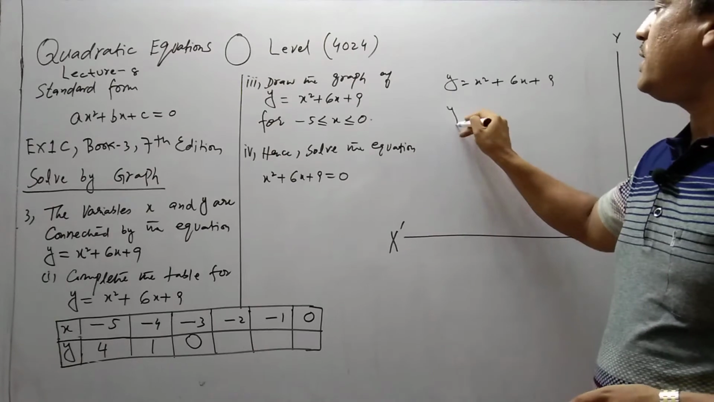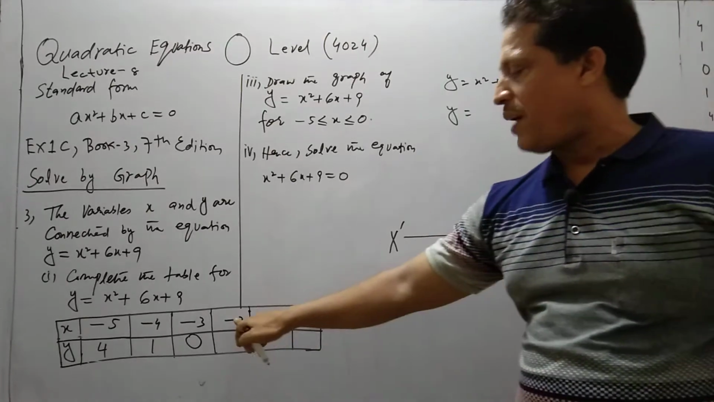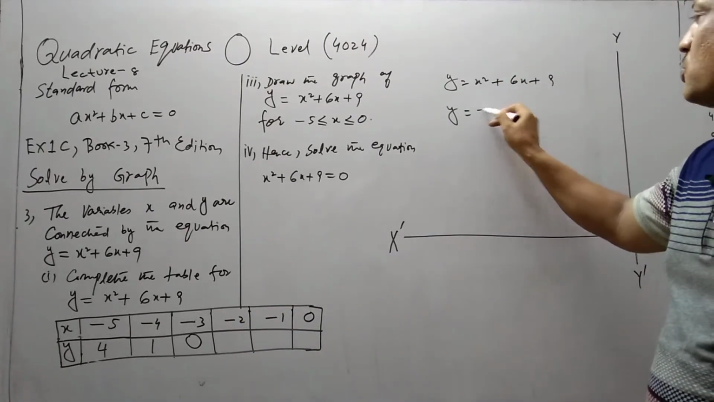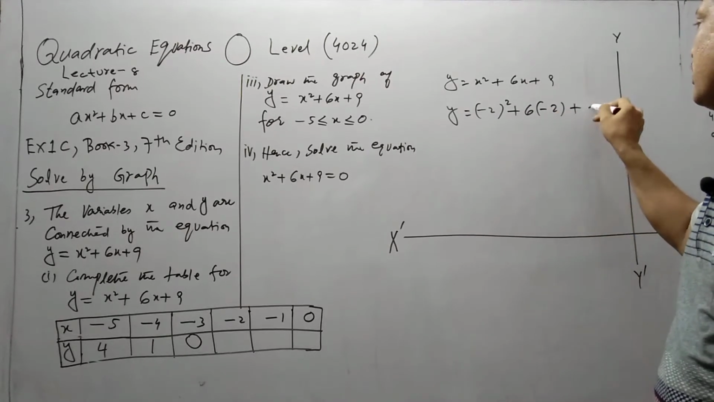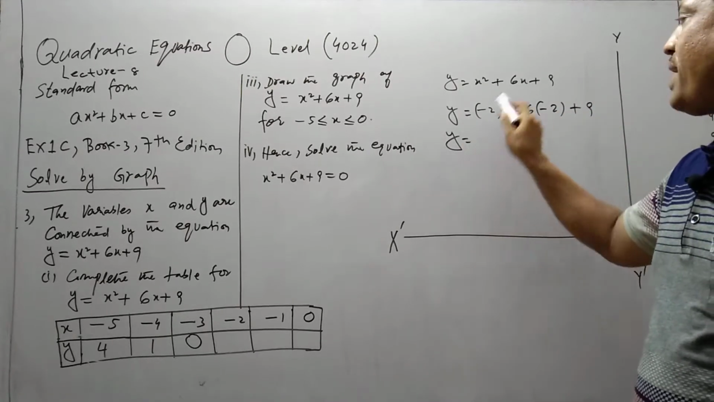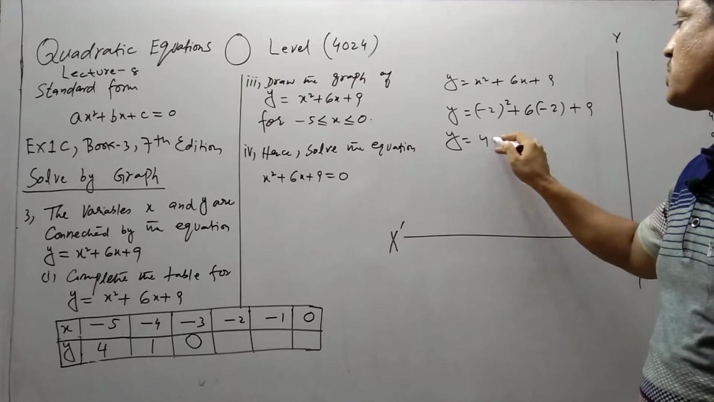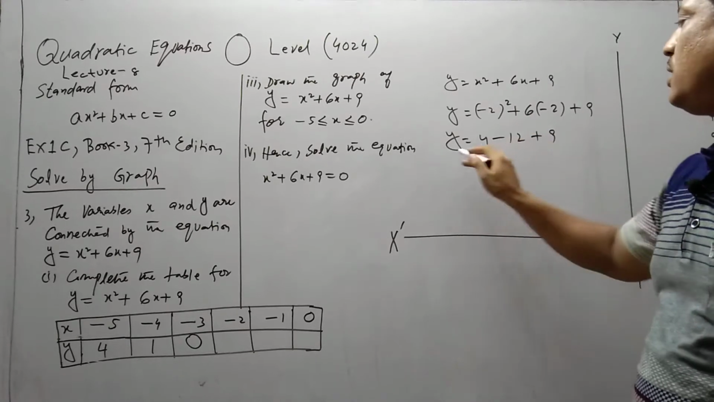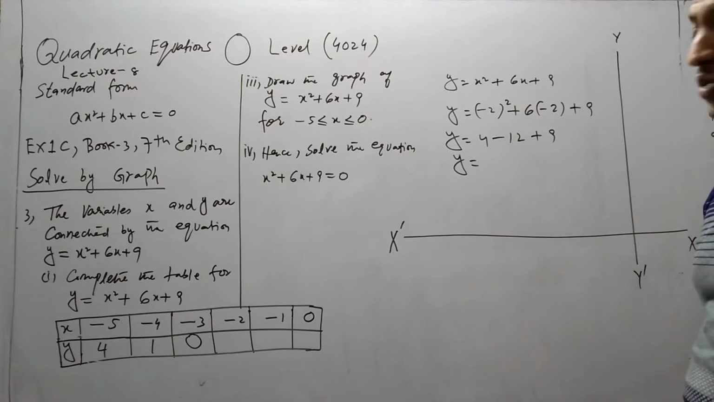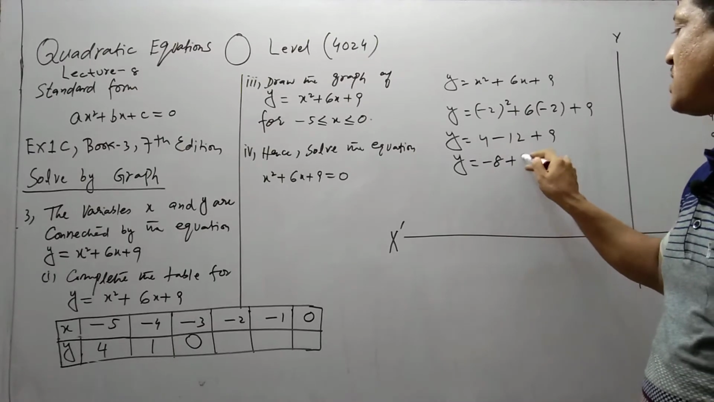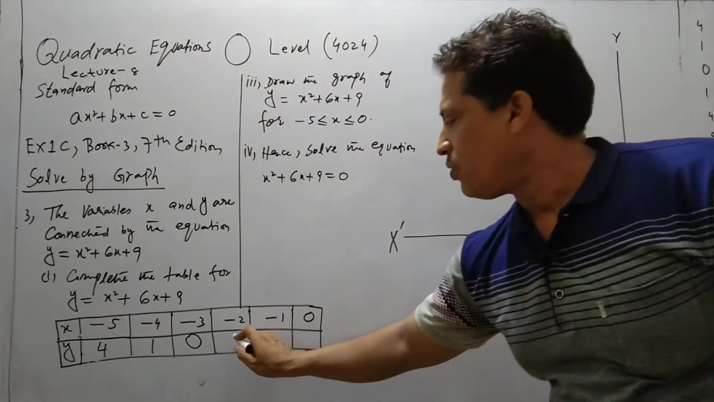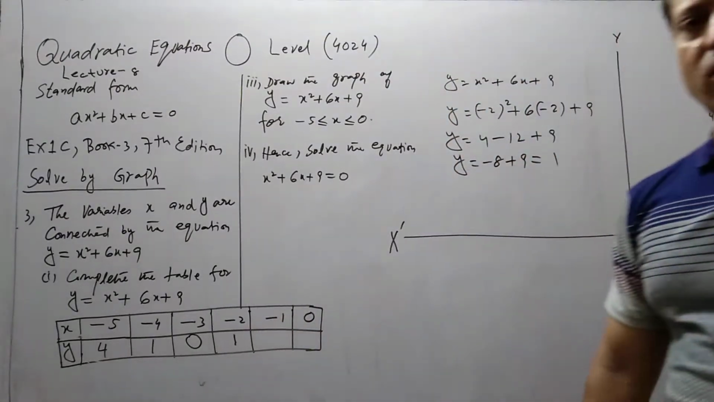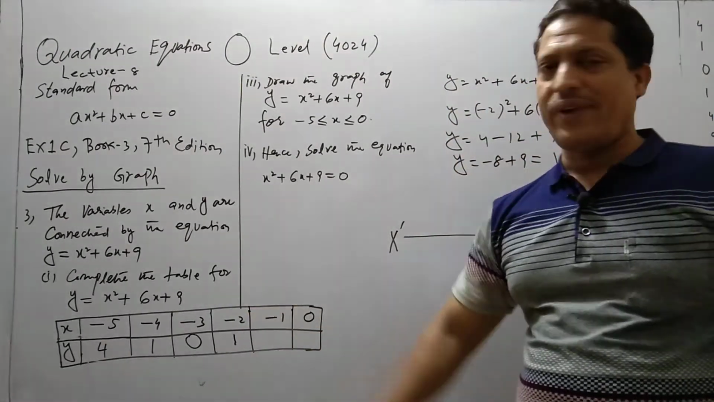Next we have to take another value of x, that is minus 2. So put minus 2 in the given equation where you see x. Minus 2 squared is plus 4, 6 twos are minus 12, plus 9. 4 minus 12 is minus 8, plus 9. 9 minus 8 is 1. So your value of y is 1 when the value of x is minus 2.